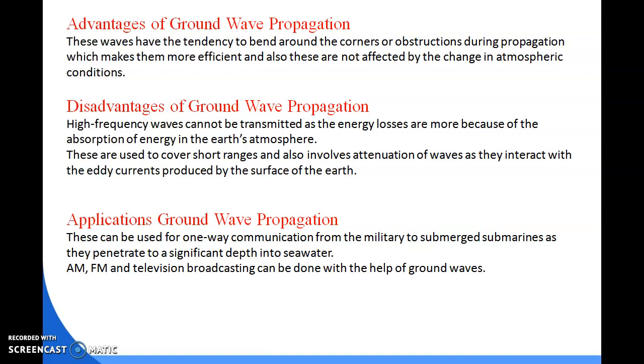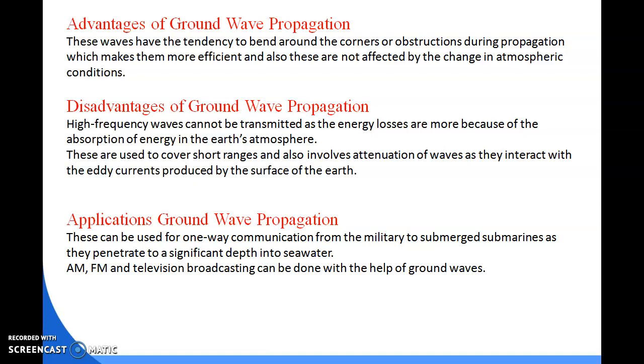And what are the applications of ground wave propagation? This can be used for one-way communication from the military to submerged submarines, as the waves penetrate to significant depth into sea water. AM, FM and television broadcasting can be done with the help of ground waves.